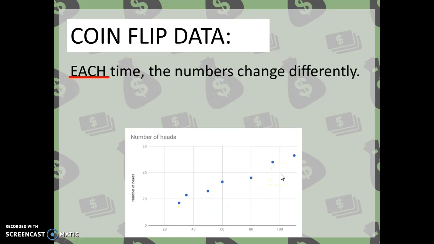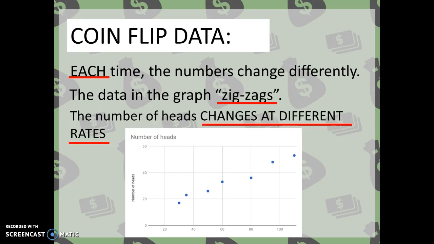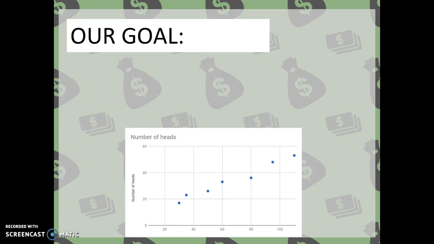like. Now, the first thing we notice is that the numbers change differently. Every time I flip, the dots go up, down, sideways, a little back and forth. We could say they zigzag a little bit. Either way, my data is not perfect. It changes at different rates. So those are all real-world problems. How can we fit this into a linear model?